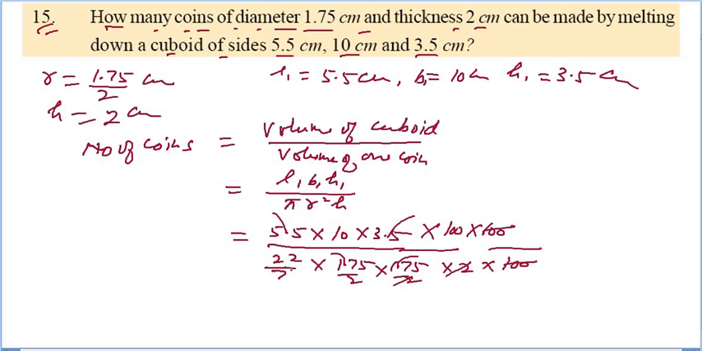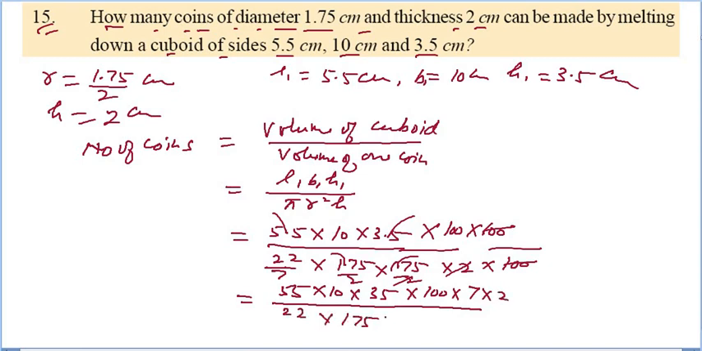First of all, it is 55 into 10 into 35 into 100 into 7 and divided by... 7 will go up, 2 will also go up, and here what is left? It is 22, 175 into 175. This much is left. Now you have to calculate. So 2 1 ja 2 and 2 11 ja, so 11 1 ja 11 and 11 5 ja.